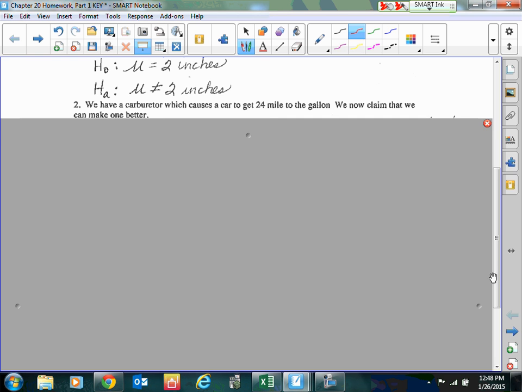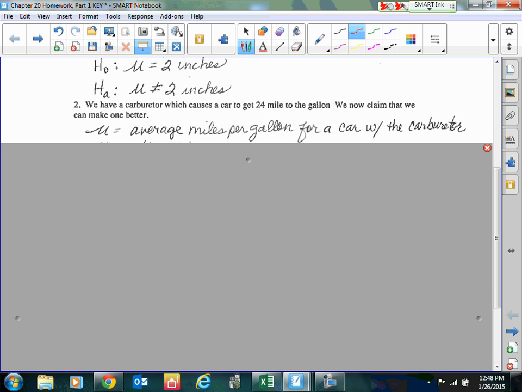Okay. Yes, right here. Your parameter always starts with the word average or proportion. In this case, the mu is the average miles per gallon for a car with this carburetor. And if you were really, really good, you could say for all cars with this carburetor, to really emphasize it's about the population of all cars. So I'm going to take a sample and then generalize to all cars that have this carburetor.